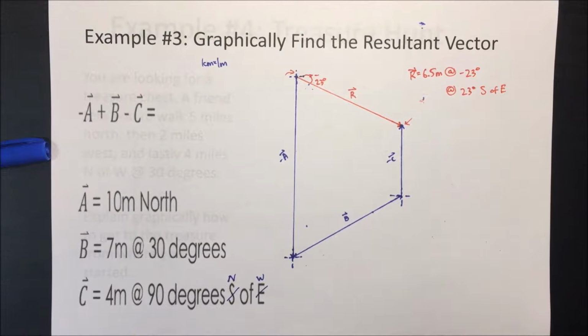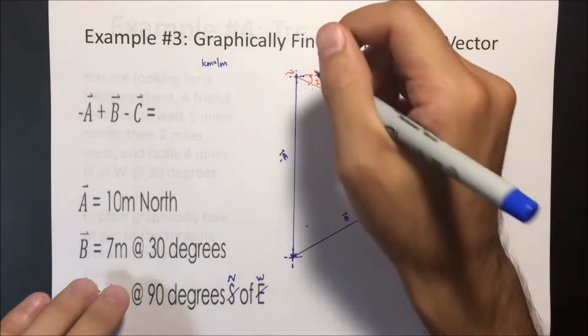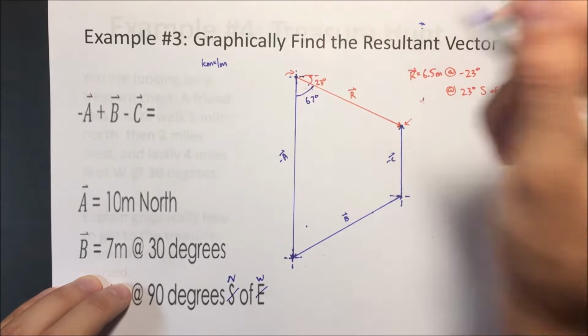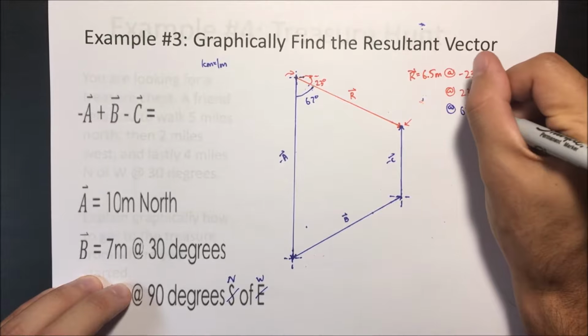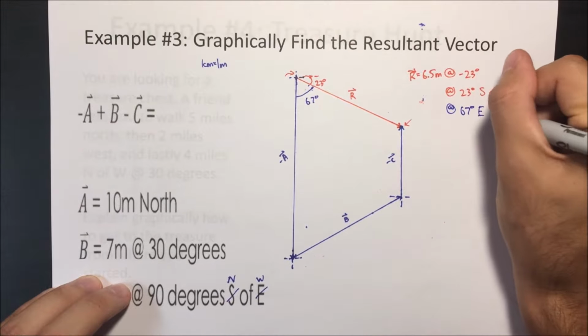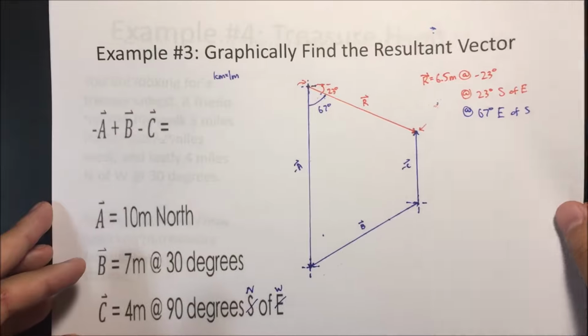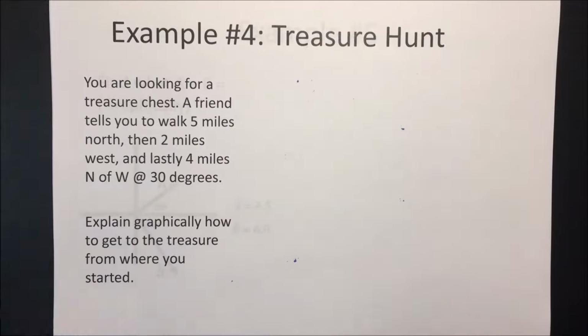Or if we found this angle right here, from here to here, that would be 67 degrees. We could say at 67 degrees east of south. Any of those answers would be correct. Okay, so that's how you do negatives. We'll probably do a few more examples of that later on.